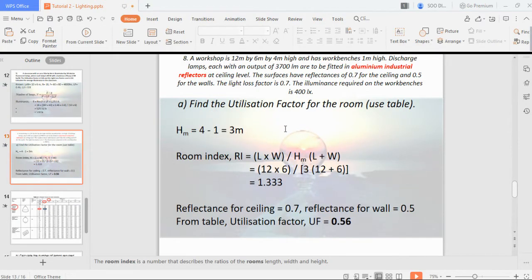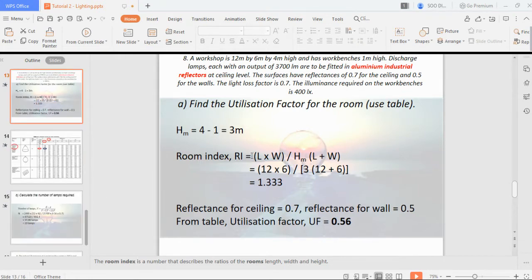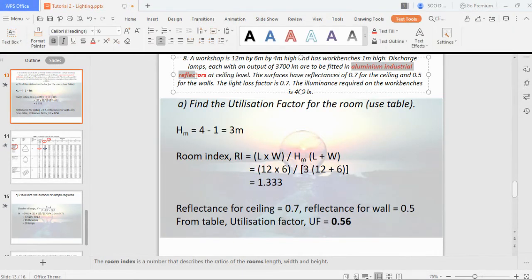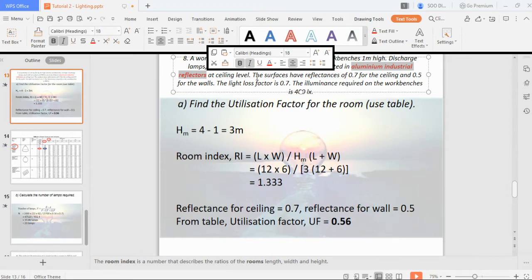Okay, so question 8. Question 8 is still the same, but you need to find the utilization factor first. You're given an area of 12 meter by 6 meter, and additional info: the height is 4 meter, but the workbench is 1 meter high. The discharge of each lamp is 3,700 lumen. They are fitted in an aluminium industrial reflector at ceiling level.